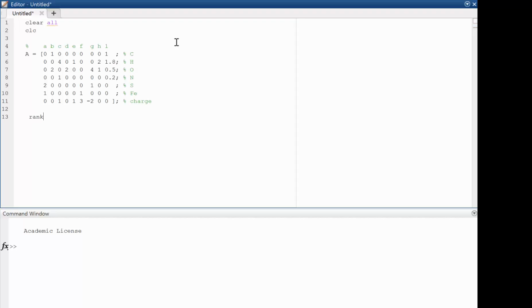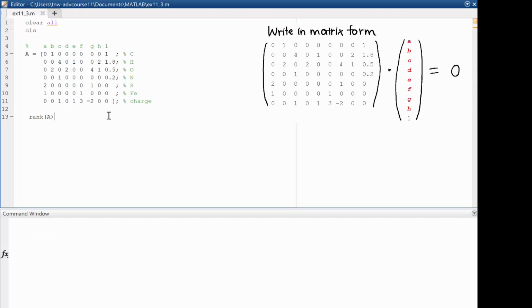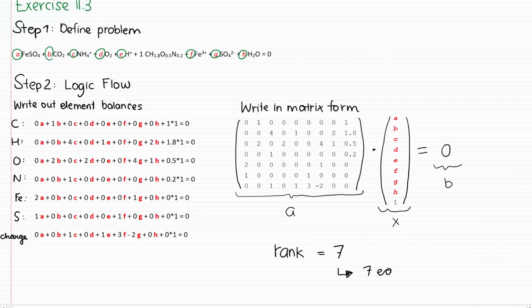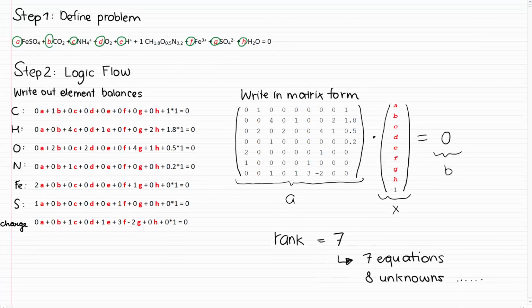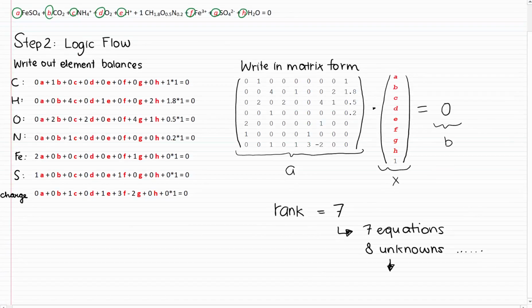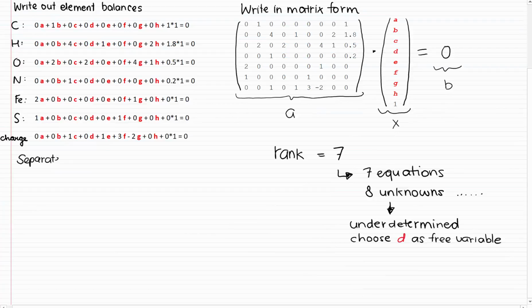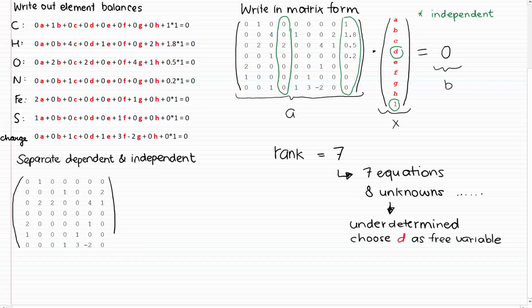To find the rank of our matrix, we simply type rank of A and run our script. We find that the rank of our matrix A is 7. This tells us that all 7 equations are independent. Thus, as we have 8 unknowns, we have an undetermined system with 1 variable. Let's choose D as independent variable. To solve the system, we have to separate the dependent part, D and 1 for biomass, from the independent part of the matrix.